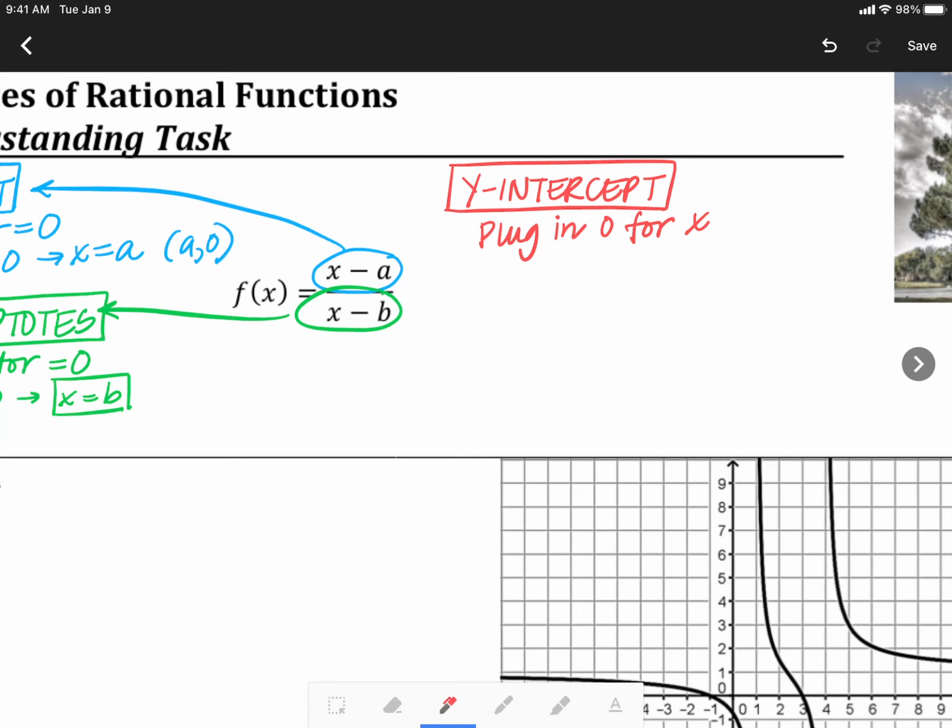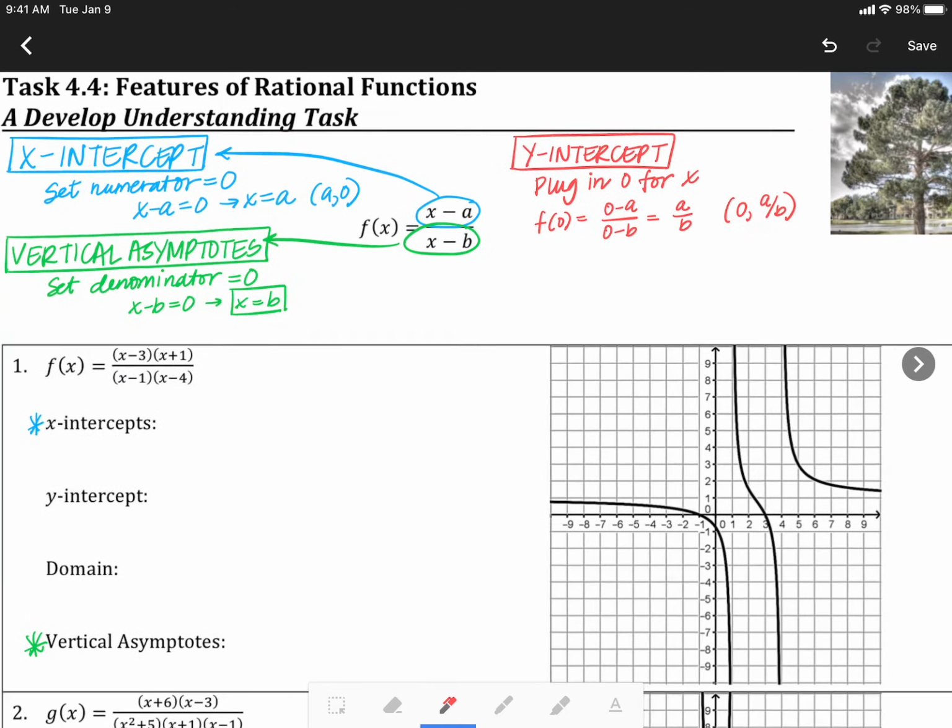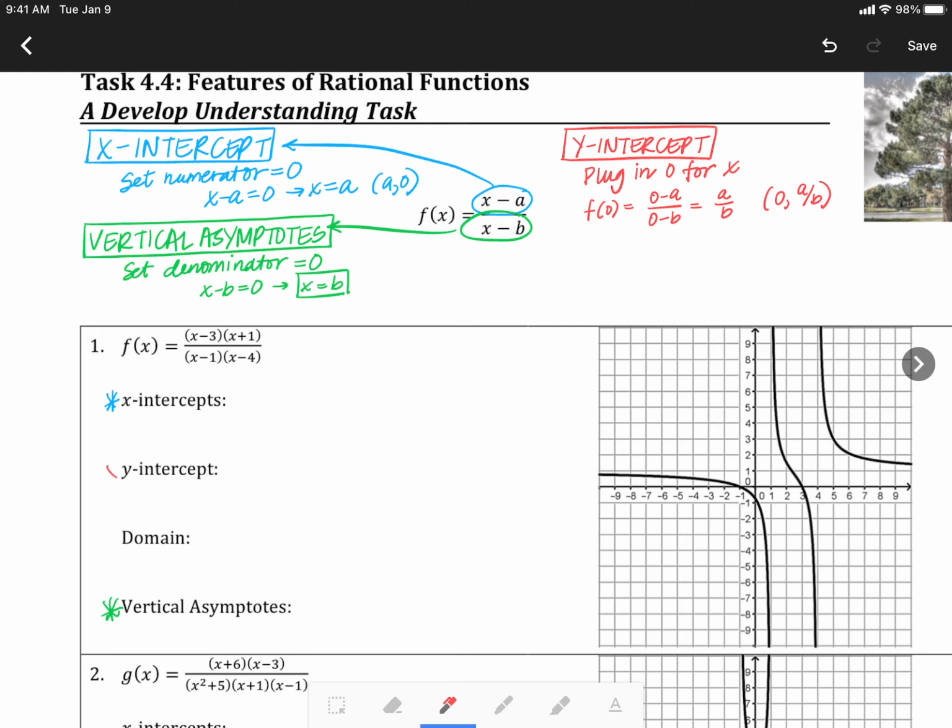So my example for this one would be f of 0: 0 minus a over 0 minus b would just be a over b. So it would be the point 0, comma a over b. Don't be afraid to get some fractions for the y-intercept. You will definitely have some fractions because let's think back to what we're doing. We're doing rational functions, or fraction functions.